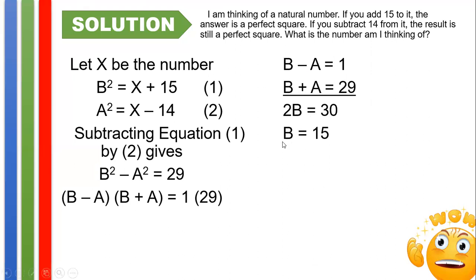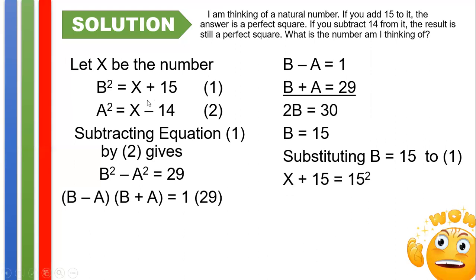Since we already have the value of b equals 15, we can now substitute 15 for b in our first equation. By substitution, we have x plus 15 equals 15 squared. Here I also utilize the symmetric property of equality. And we have x plus 15 equals 225. Subtracting both sides by 15, we get x equals 210, which is the required number that we're looking for.